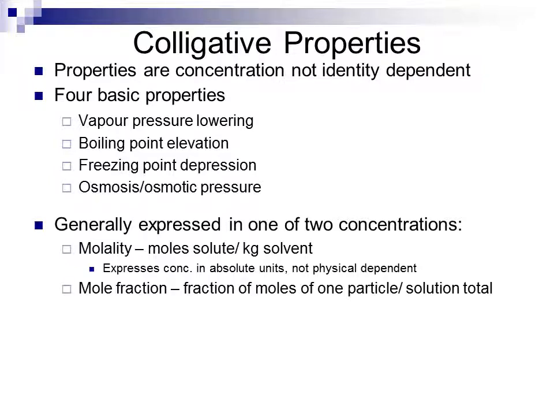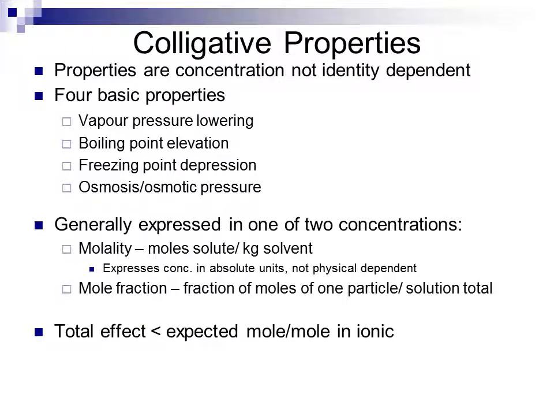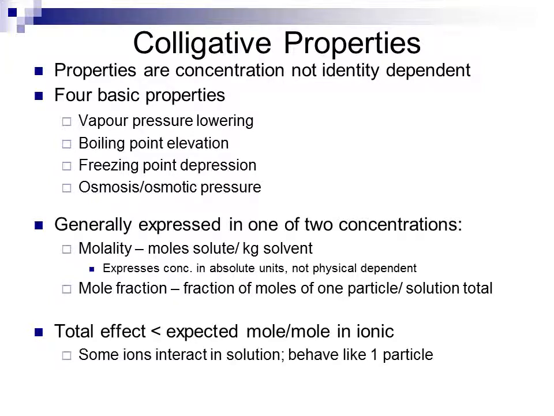Mole fraction is another unit which is often used in colligative properties, where this represents the fraction of the number of moles of one particle versus the number of moles of all of the particles in the solution overall. We can look at the effect of colligative properties, and we find that the overall effect that we get from colligative properties is less than what we would expect on a mole per mole ratio for things like ionic substances or substances which ionize. The reason for this is that some ions in solution will interact with each other, and when doing so, they behave as a single particle. This causes the overall number of particles that the solution thinks are in the solution to decrease, which decreases the overall effect of the colligative properties.